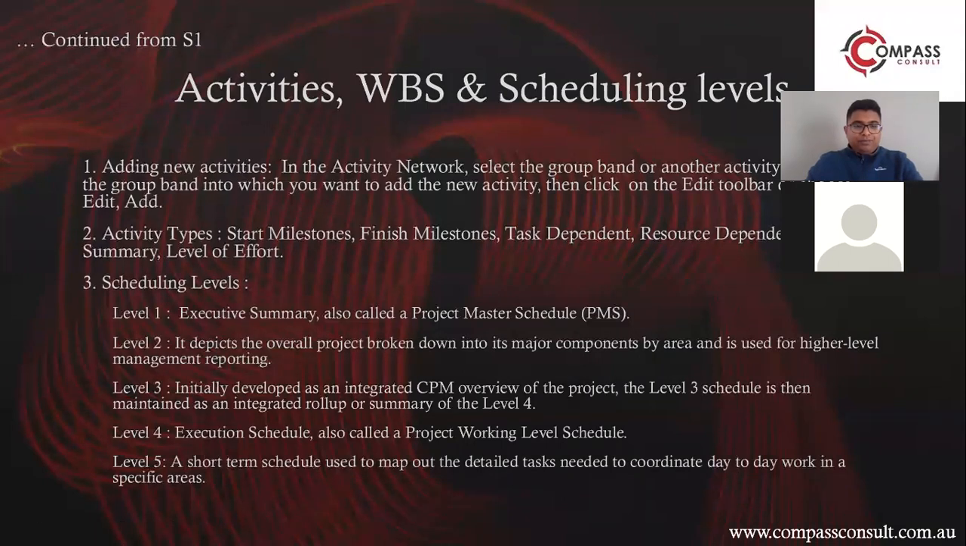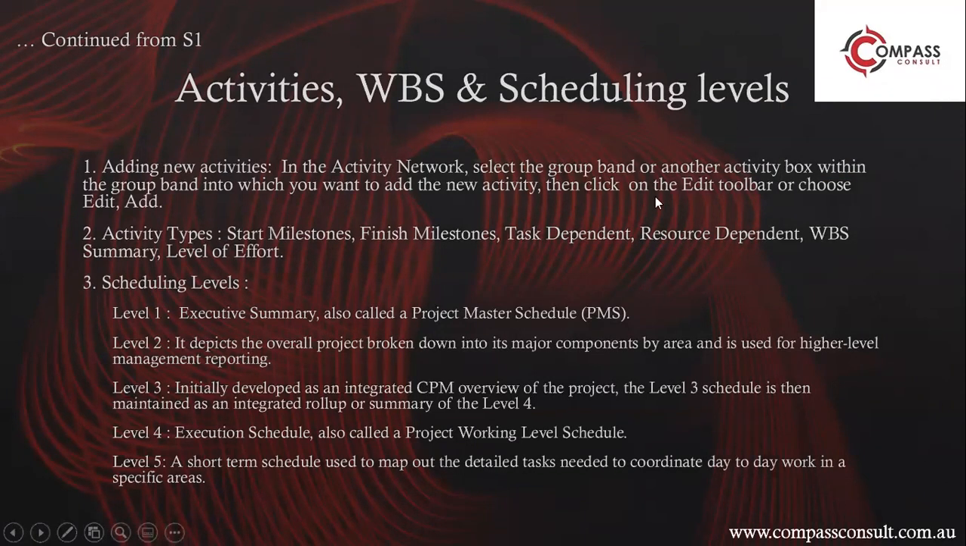I'll just read through the slide and then we'll explain it one by one. Activities, WBS, and scheduling levels. First, you need to learn how to add new activities and how to make an activity network in the WBS and at the project level. In the activity network, select the group band or another activity box within the group band into which you want to add the new activity. Then click on the edit toolbar or choose edit add.